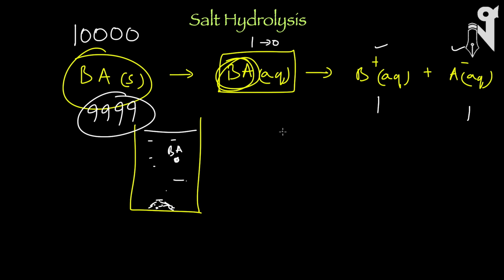Whether the salt was from a weak acid or a weak base or a combination of weak acid and weak base, we don't care about it. A salt as a molecule will not exist. I hope that part is clear. So let us start with the first kind of salt, which is from a strong acid and strong base.